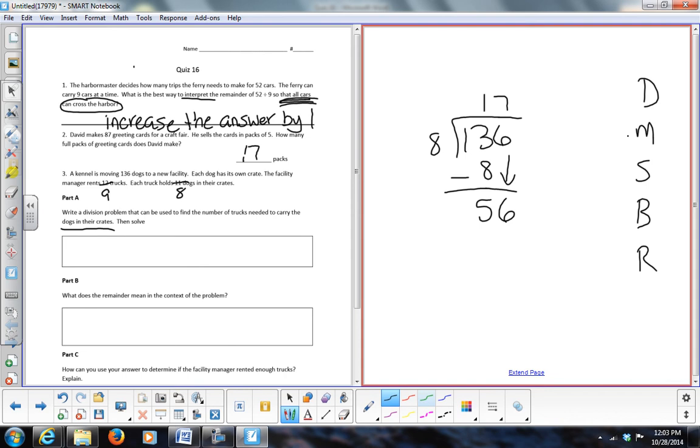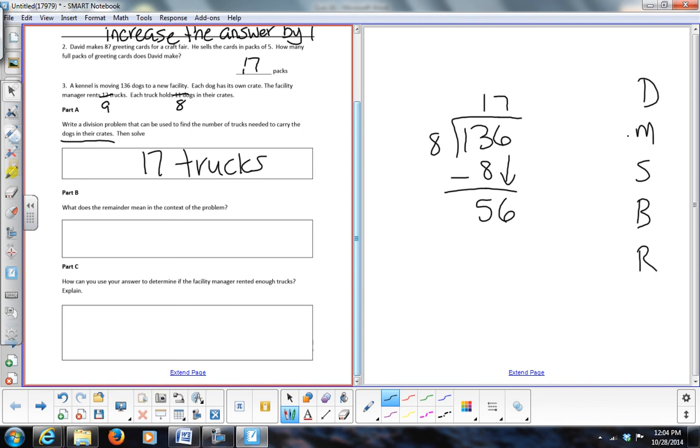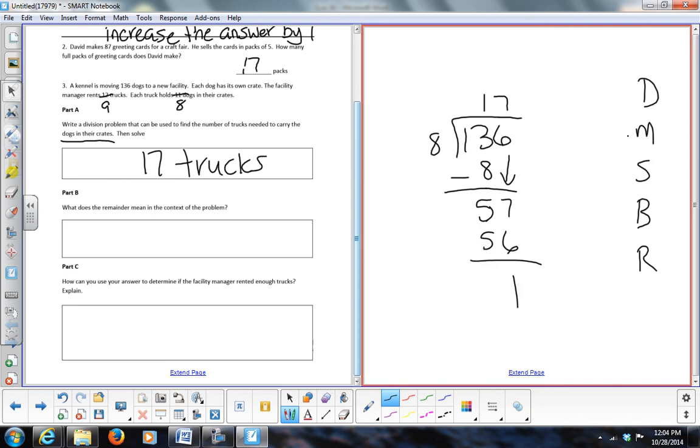Okay, so how many trucks are needed to carry the dogs? 17 trucks are needed. Okay, if there were a remainder, let's pretend for a minute that this was 57 and there was one remainder. How would I interpret that remainder? What does it mean? What does that remainder tell me?